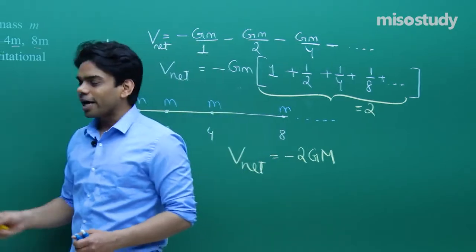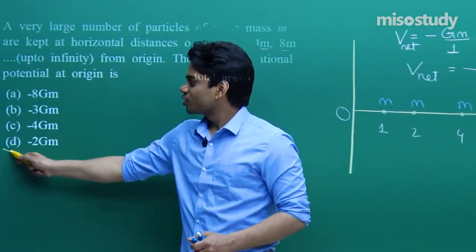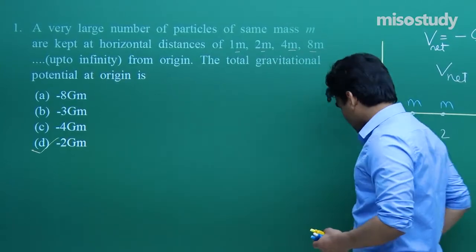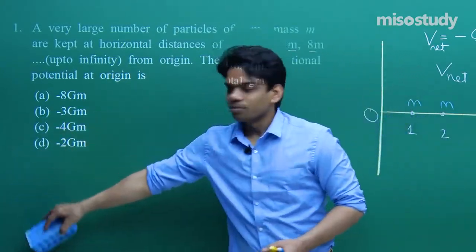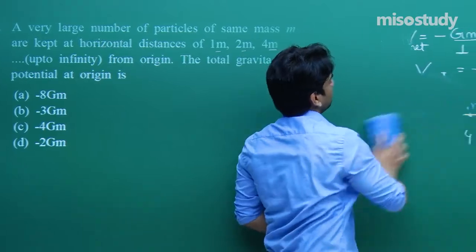So let me show you the right option that is matching. That is option number D, minus 2 Gm will be the right answer for this question. Before starting the next question, let me just clear the board.